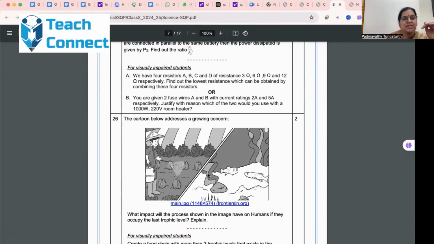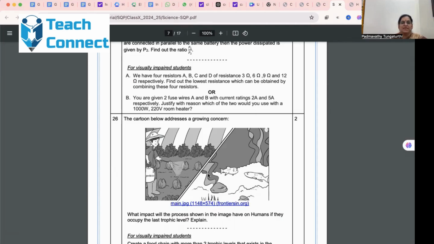Again, another question is given for visually impaired students. What's the lowest resistance which can be obtained by combining these four resistances? How is the combination made? These are the different ways of combining. We can give that answer over here, or there is a justification which is given.